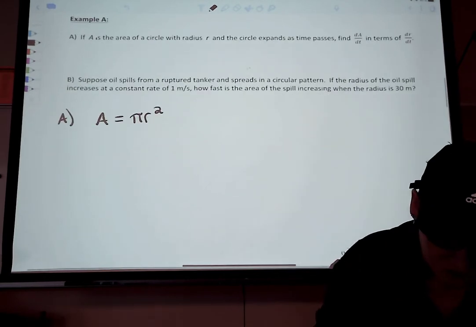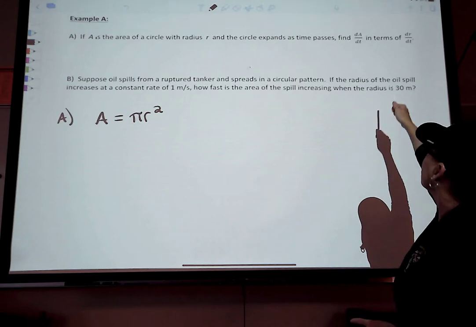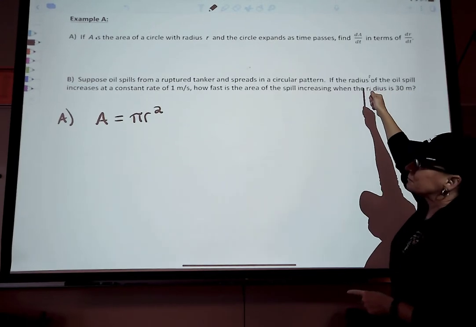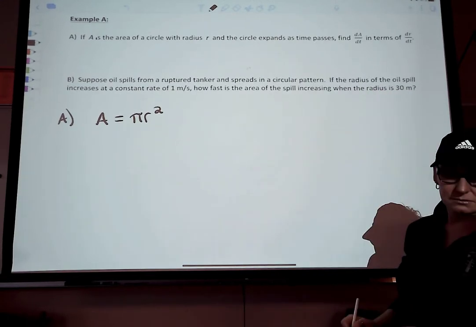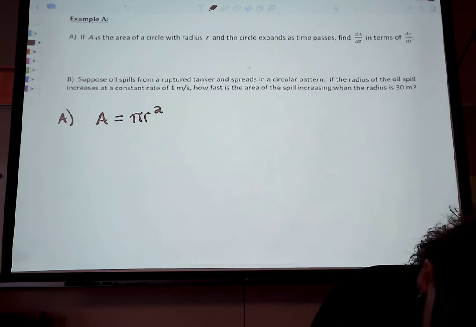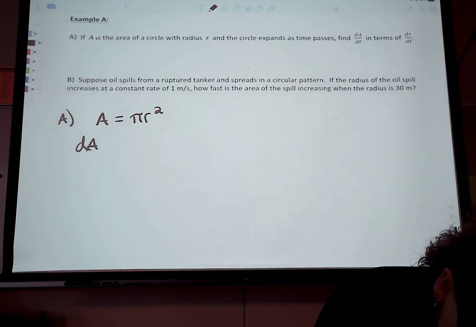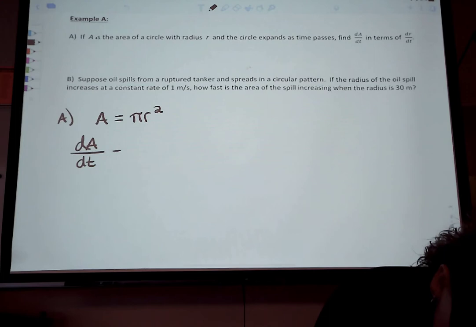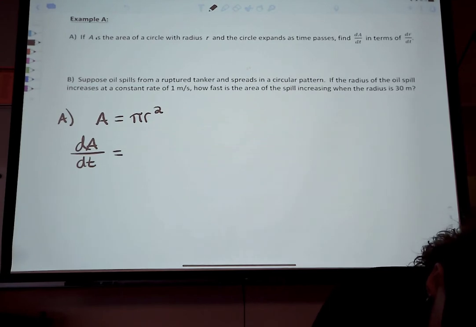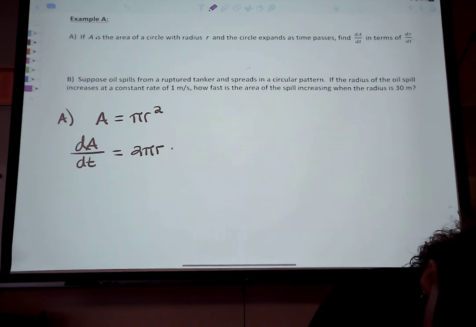So I'm just going to do a derivative. What this is saying is t is my variable, r is messy. So the derivative of A with respect to t is power rule it, chain rule it.